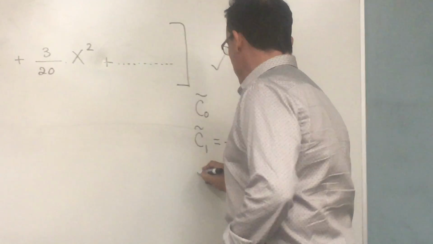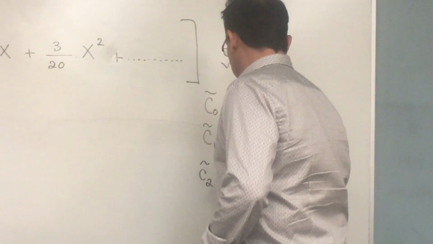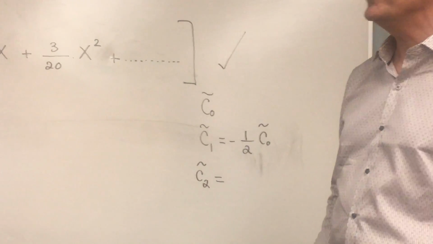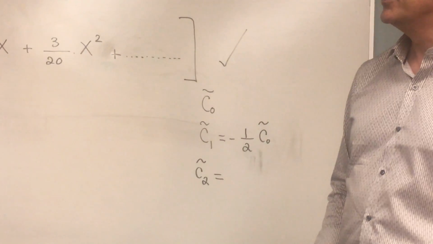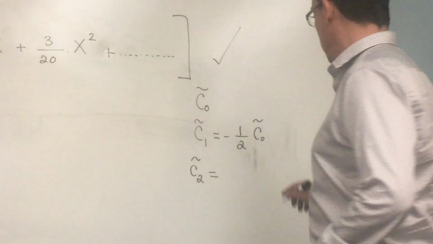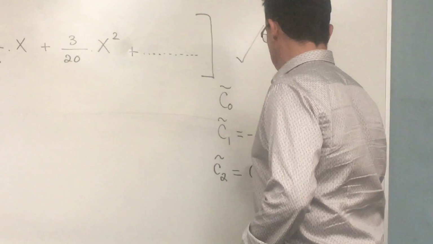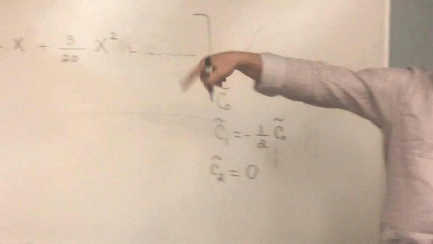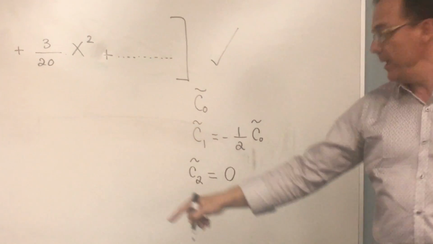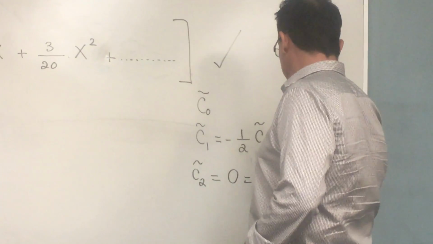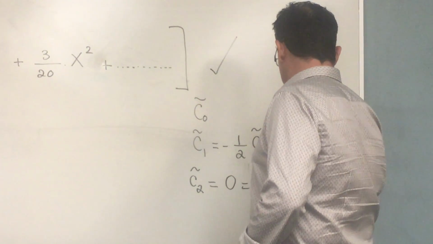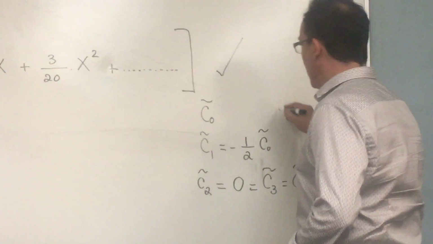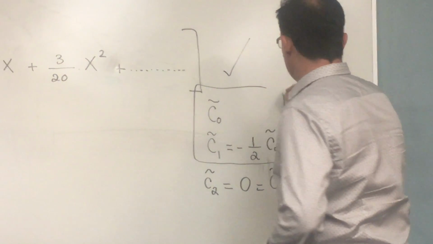Let's go to the next situation. Then what do you get when you plug n equal to 2? You get 0. And then, once that's 0, if we keep plugging into the recursive formula, all the remaining ones are 0. The C3 tilde is 0, the C4 tilde is 0, all of them. So the only ones that are not 0 are these two.